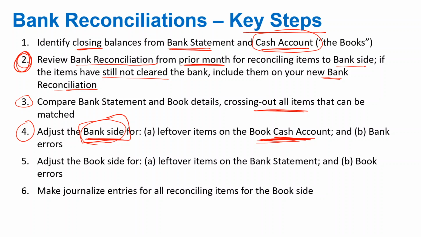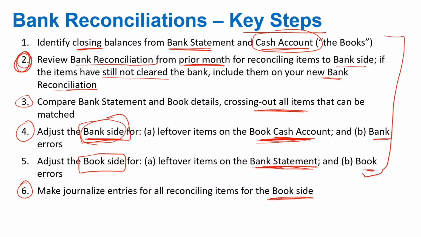Then we look at any items that are left over on the bank statement. So they went through the bank statement, but if they haven't been crossed out, it means they're not recorded in the books yet. So we would put them on the book side of the bank rec. As well, you would look for any bank errors or book errors. From these first 5 steps, we then prepare the bank rec. And then step 6 is to make those journal entries for the reconciling items on the book side. So items that cleared the bank but have not been recorded in the books yet.